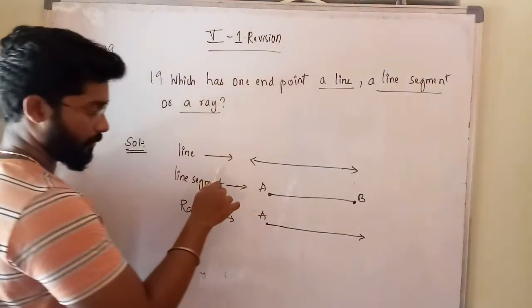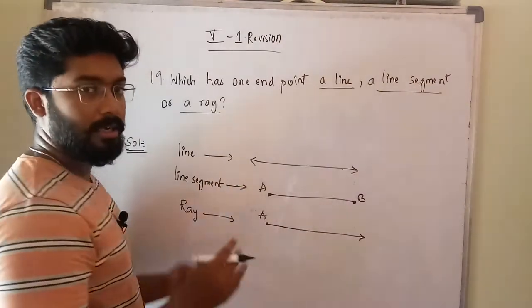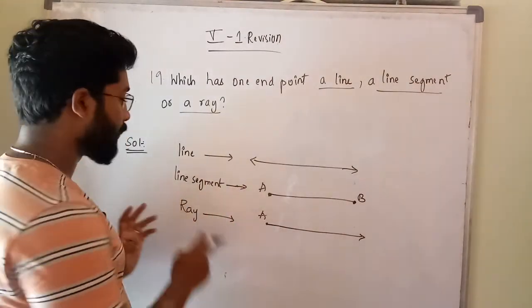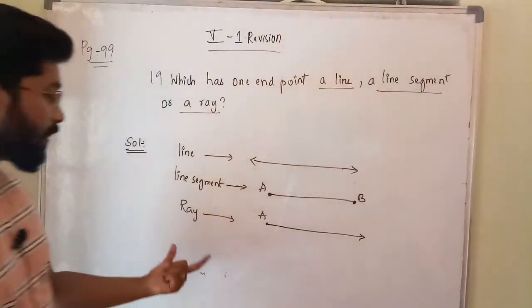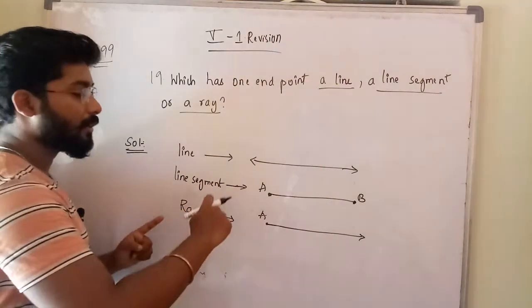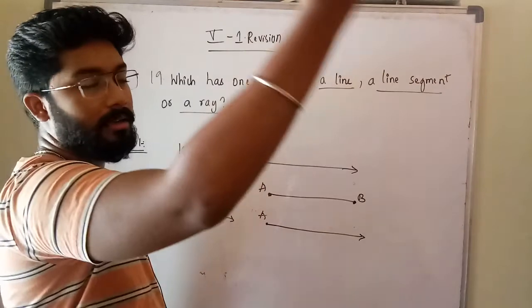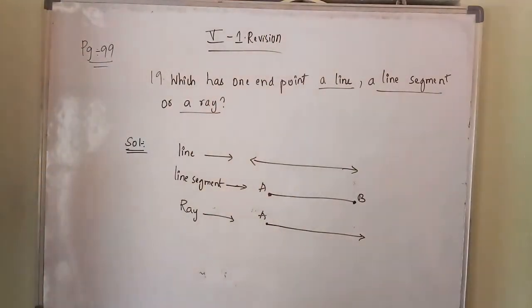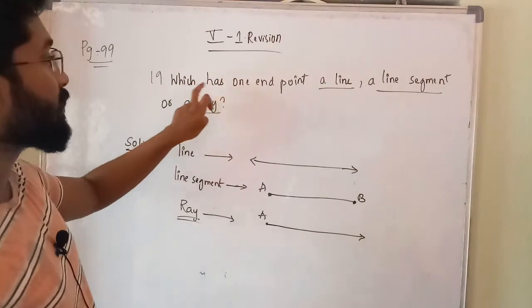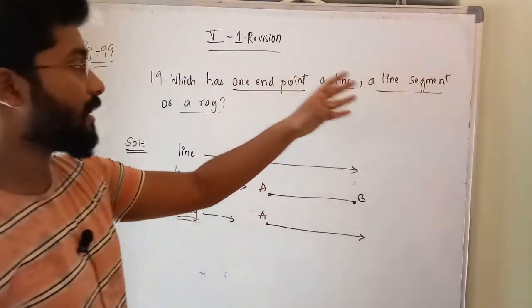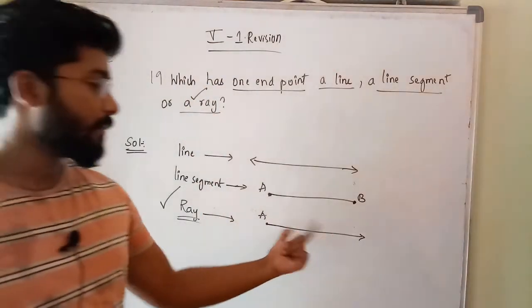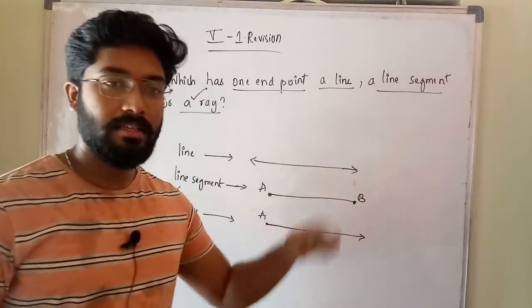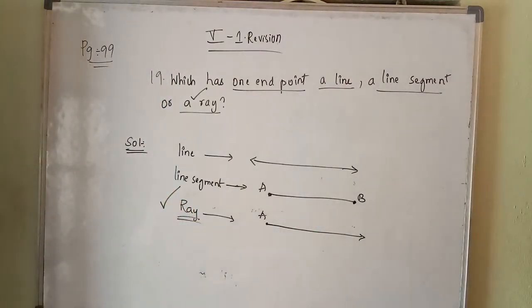So a line is not having any end points, it will extend in two directions infinitely. A line segment will have two end points. But coming to a ray, it will have one end point in one direction, and in the second direction it will go on extending infinitely. So that is a ray. So what is the question? Which has one end point? A line segment, or a ray? The answer is ray. A ray will have only one end point in one direction, and it will extend infinitely in the other direction. Okay, so that is the answer. Ray is the answer. Clear?